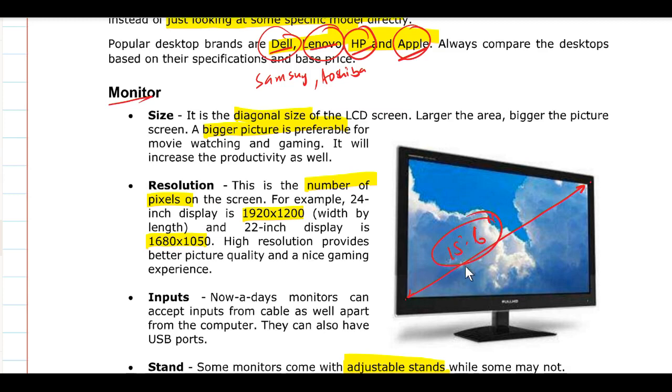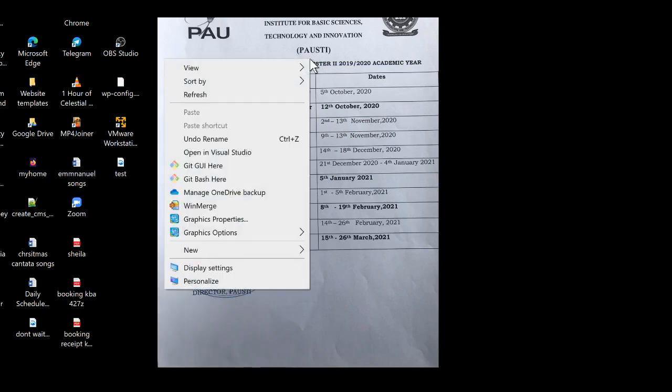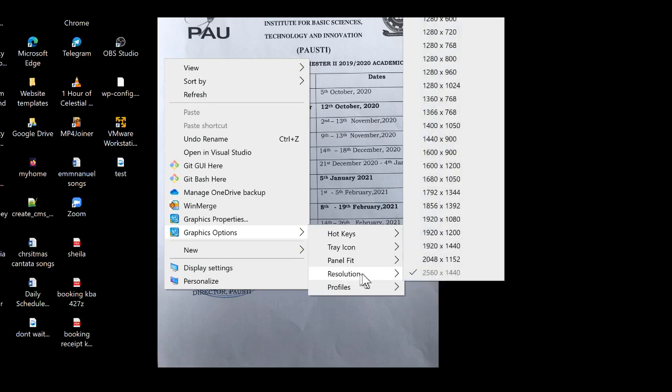Number two, there are screens that might have the same size but different resolution. And the higher the resolution, the better the quality of the screen. I will show you with mine because mine is quite pricey. If you right click on your screen and go to graphic options, then you'll see something called resolution. Mine is actually the highest, currently supporting 2560 by 1440. But the most common one that you find in the market is around 1280 by 1040. So you can see there is a very big gap between the 1280 and 2560.